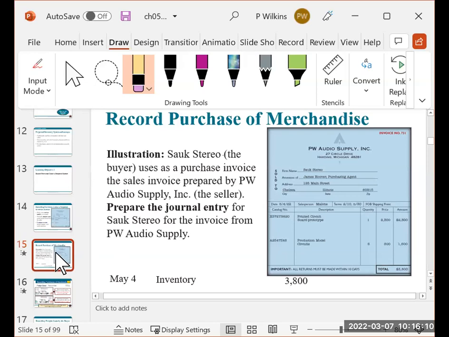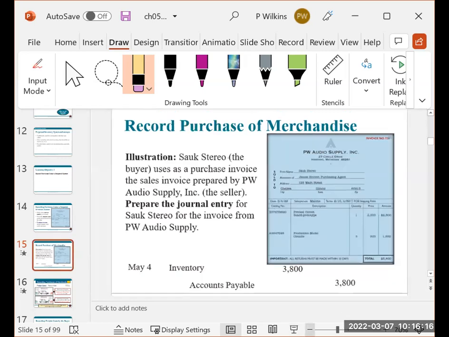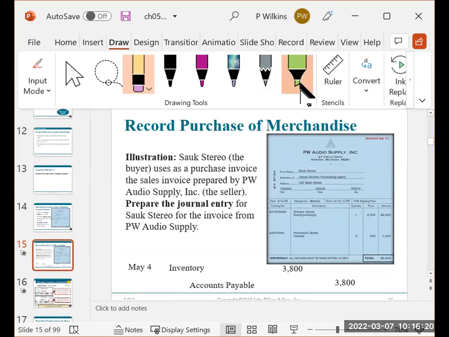All right, so recording the purchase of inventory. And I just noticed this is cut off on here. Is this cut off? Oh, there we go. Recording the purchase of inventory. So we're going to look over here at the description, and it says Sox Stereo, the buyer, uses as a purchase invoice the sales invoice prepared by PW Audio Supply, the seller. Prepare the journal entry for Sox Stereo for the invoice from PW Audio Supply.